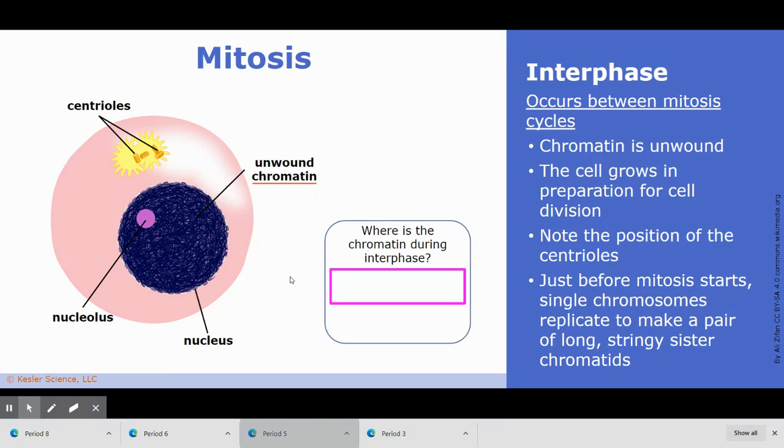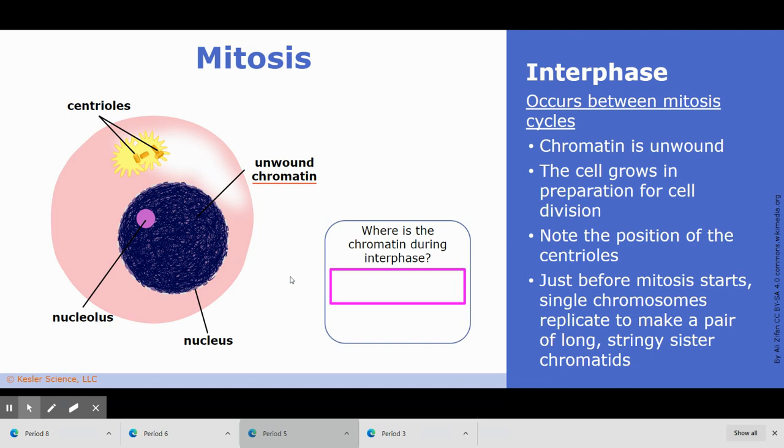The cell can grow bigger. Usually right after the first cell division, it'll have to grow bigger. And the centrioles are going to be right near the nucleus. They're just kind of hanging out there. They don't have to do anything yet until it gets ready for mitosis. But right before mitosis is going to begin, or meiosis for that matter, the chromosomes are going to replicate. They're going to make a copy, and you're going to end up seeing the little X's with the sister chromatids.